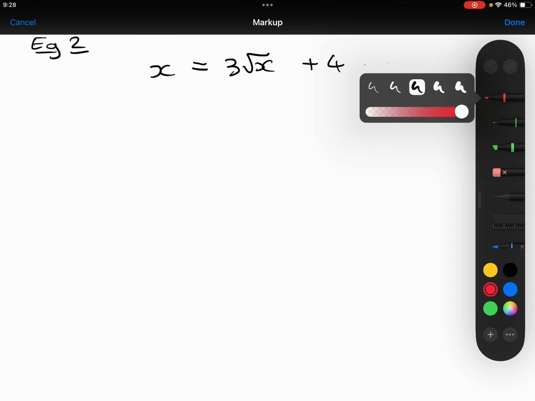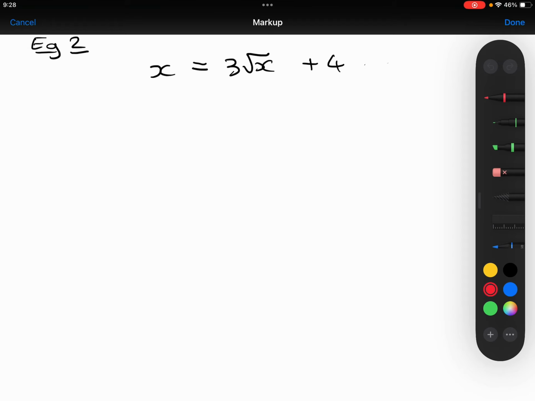Second example. x equals 3 root x plus 4. So I notice I've got a constant term here. And most importantly, I notice that if I were to square this, I would get this. So this is a situation where I can use a substitution to turn this into a quadratic.